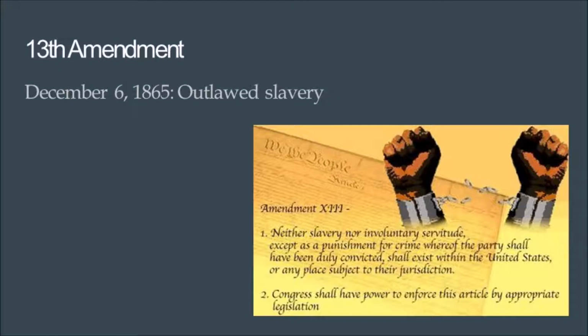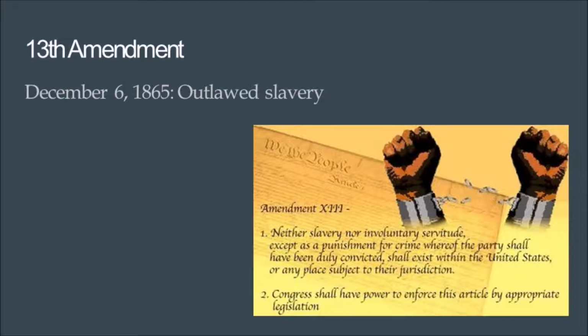December 6, 1865, we passed the first of the 3 Reconstruction Amendments. The 13th Amendment. The Reconstruction Amendments are 13, 14, and 15. Okay? The 13th Amendment outlawed slavery throughout the nation. It said slavery is illegal.